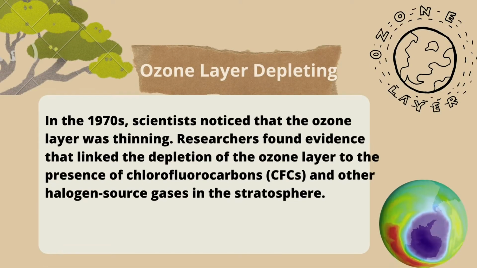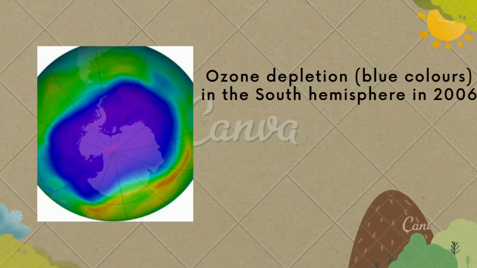Ozone layer depleting. In the 1970s, scientists noticed that the ozone layer was thinning. Researchers found evidence that linked the depletion of the ozone layer to the presence of chlorofluorocarbons or CFCs and other halogen source gases in the stratosphere.